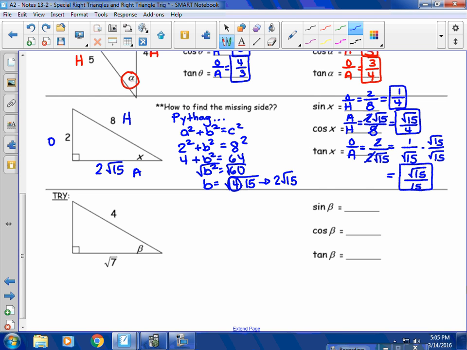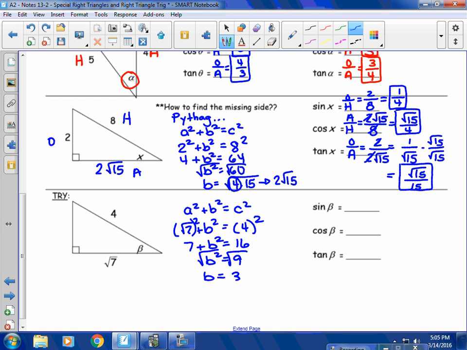All right, did you try it? Hopefully you did. We need the missing side, so we got to use Pythag again. A squared plus b squared equals c squared. Hopefully you put in 4 for c squared. Otherwise, we have radical 7 squared plus b squared. What's radical 7 squared? Just 7. So 7 plus b squared equals 16. Subtract 7, b squared equals 9. Comes out nice. B is just going to be 3.